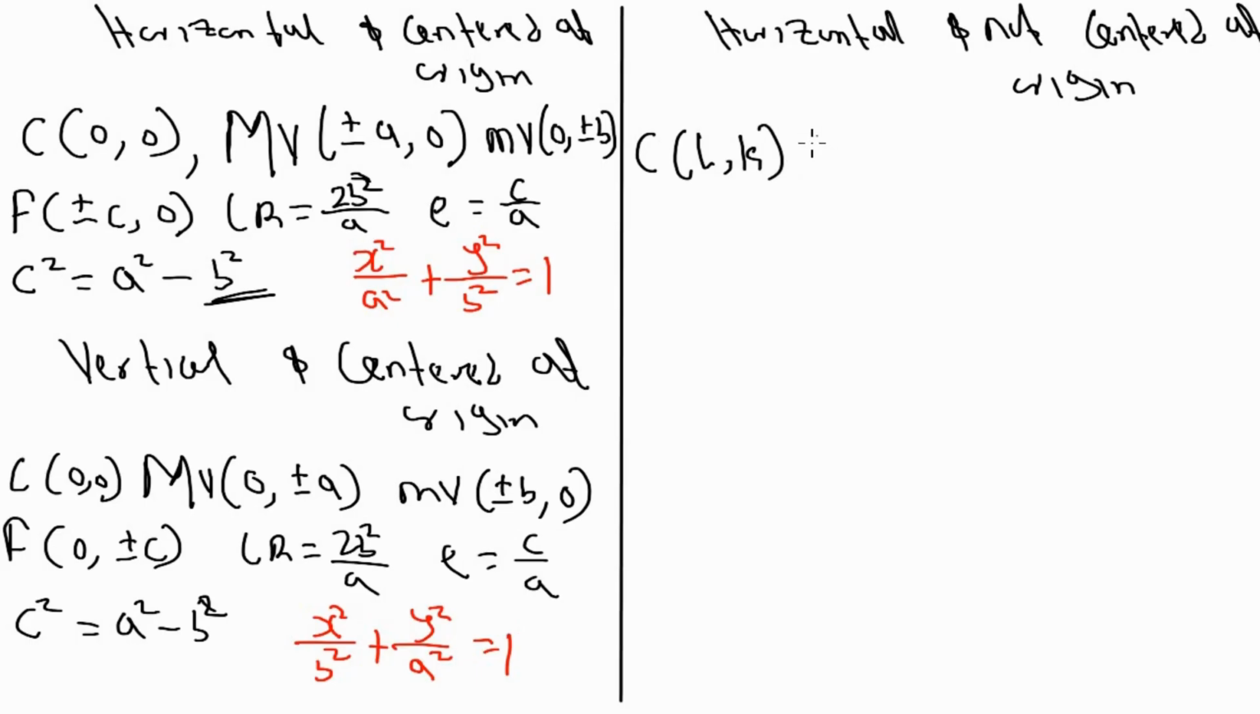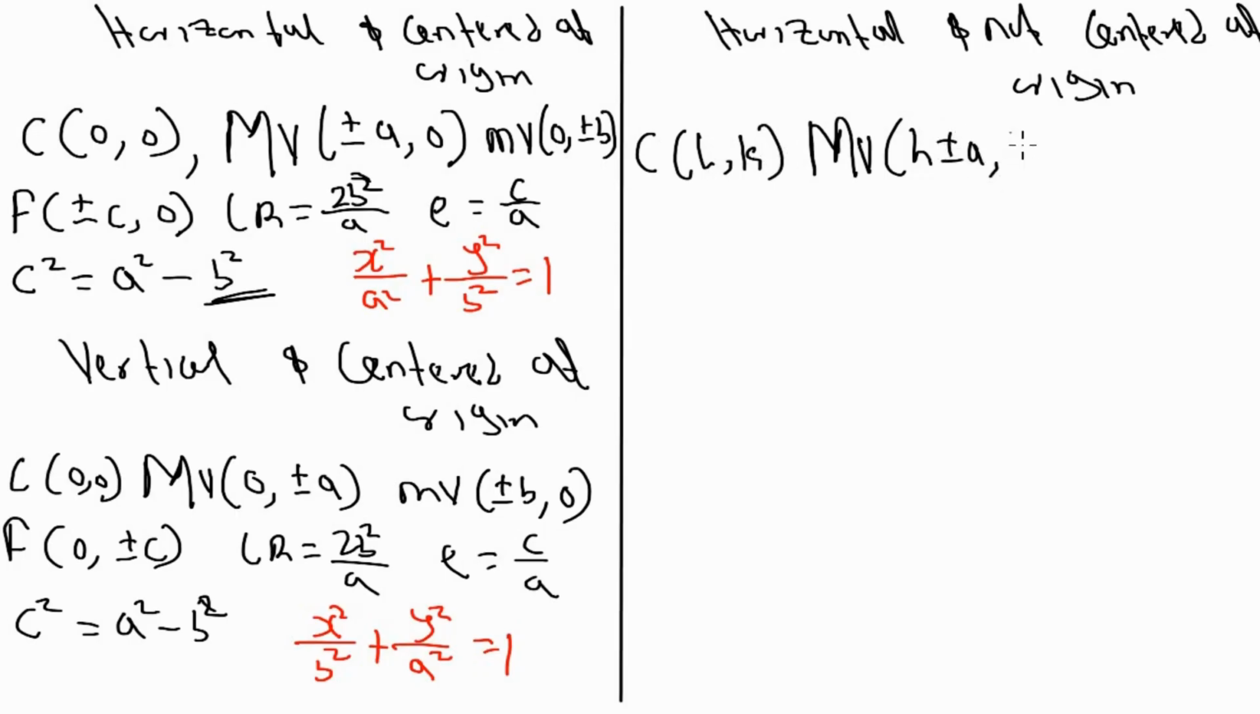So now for the major vertices, capital letters MV, instead of plus or minus a comma 0, this one is the value of x, this one is the value of y. Just add the values of x together, add the values of y together, put it there. That's your answer. So you can say, h plus or minus a, comma.